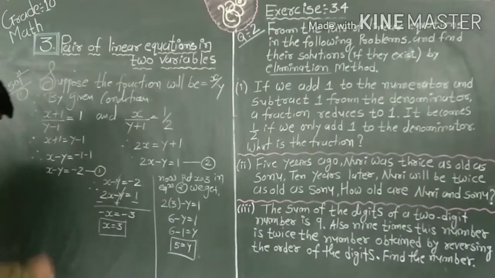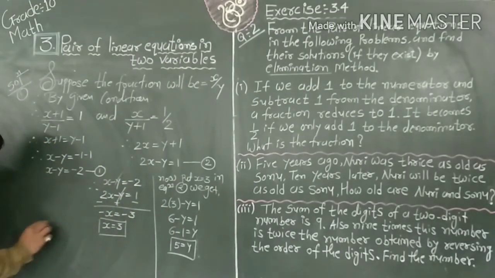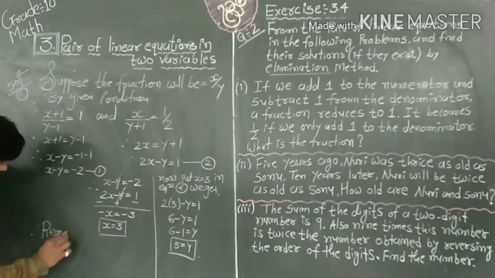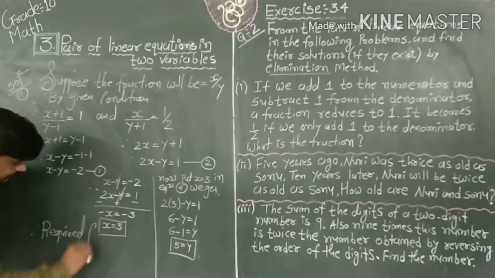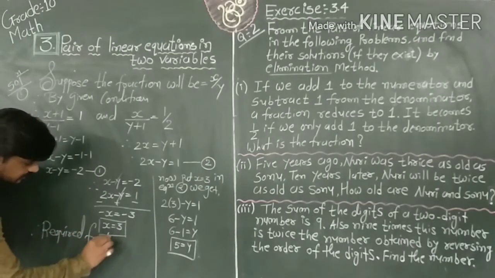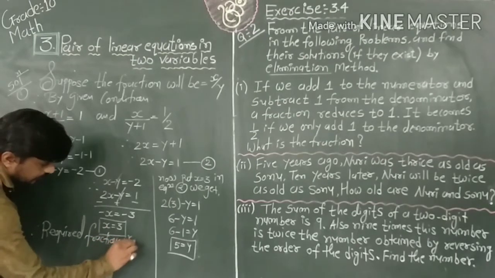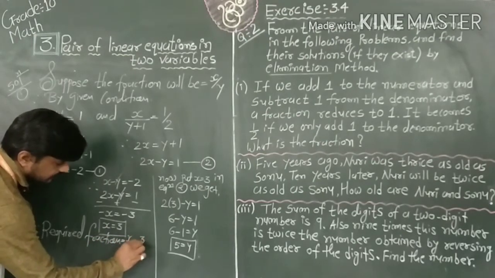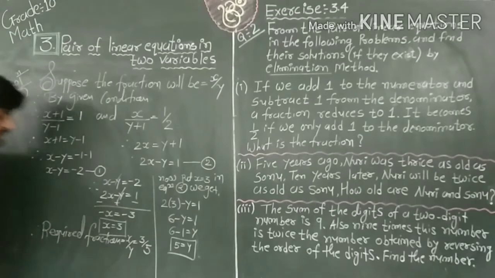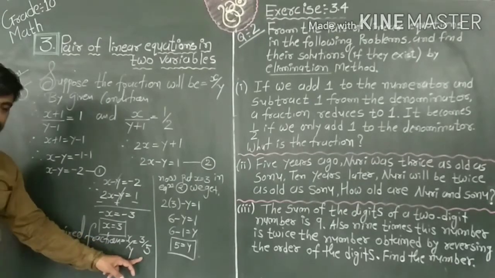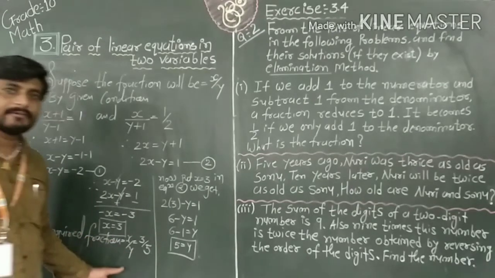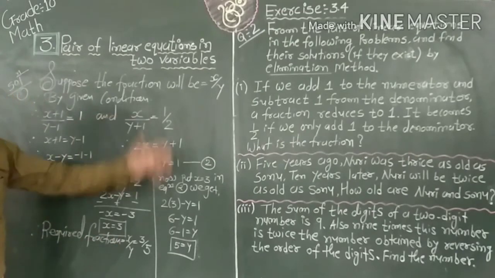At last, therefore, the required fraction is equal to x upon y. That means 3 upon 5. This is our final answer. Okay, got it everyone?